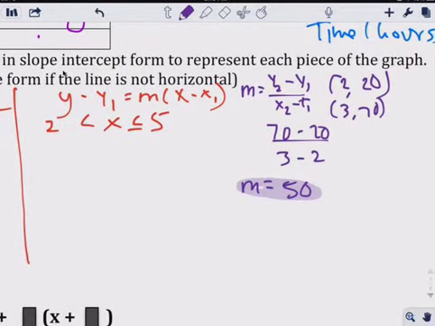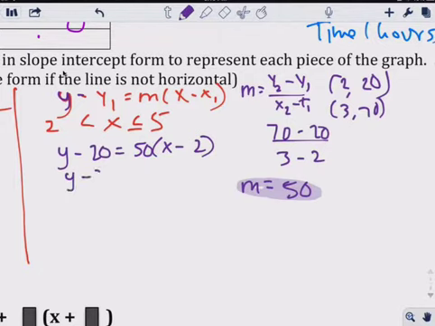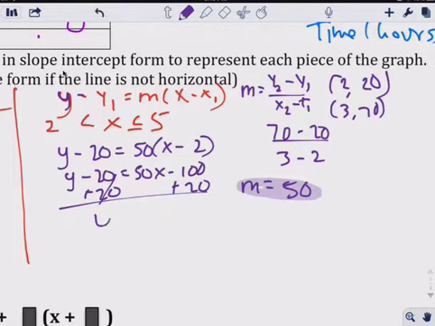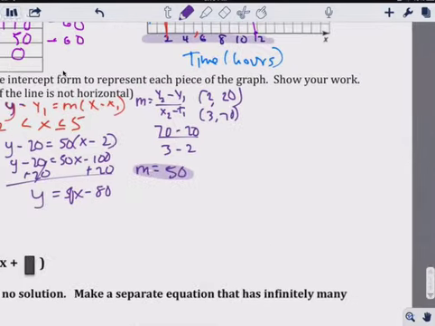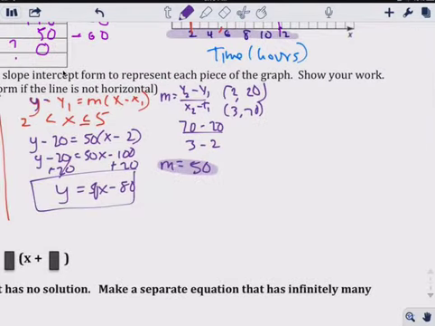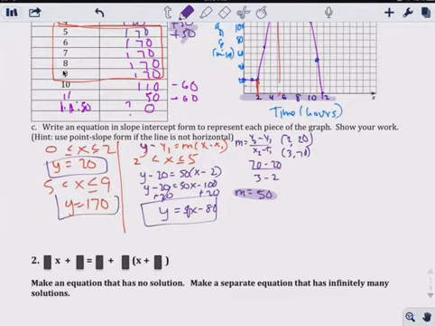So we use this formula: y minus y1, which is 20, equals m, which is 50, times x minus 2. Y minus 20 equals 50x minus 100. Add 20, add 20. That gives you y equals 50x minus 80. That's the second equation. This right here is the third.